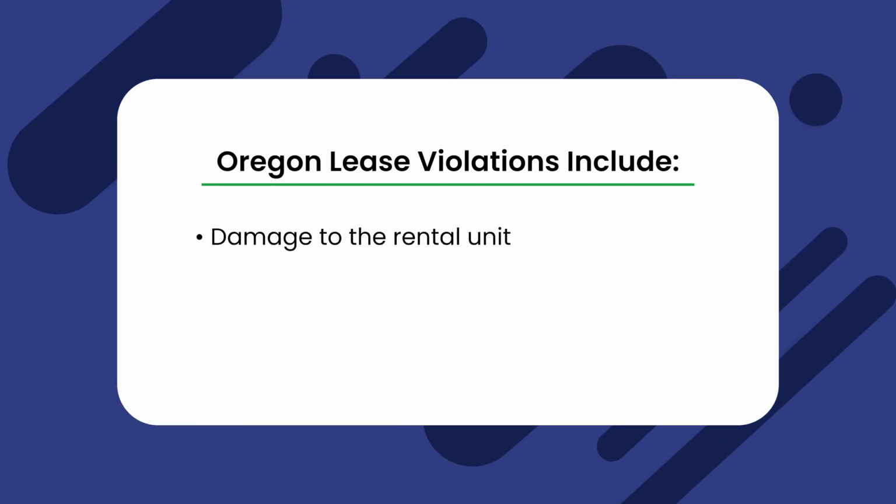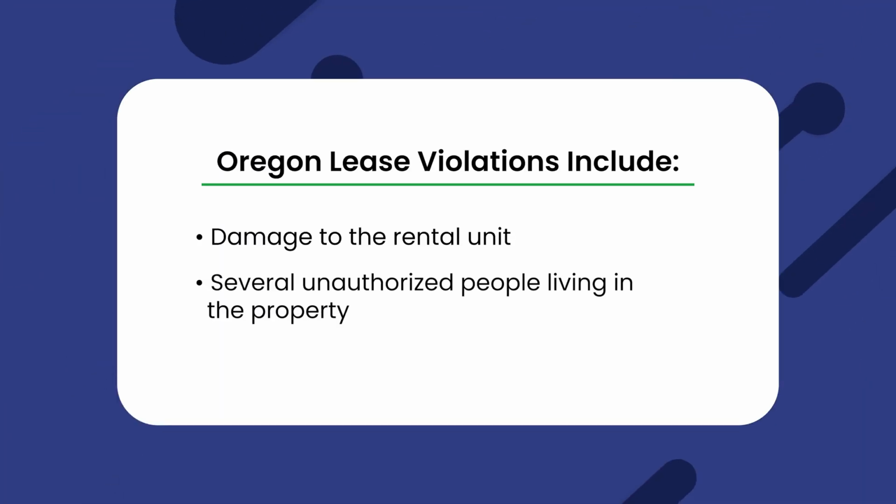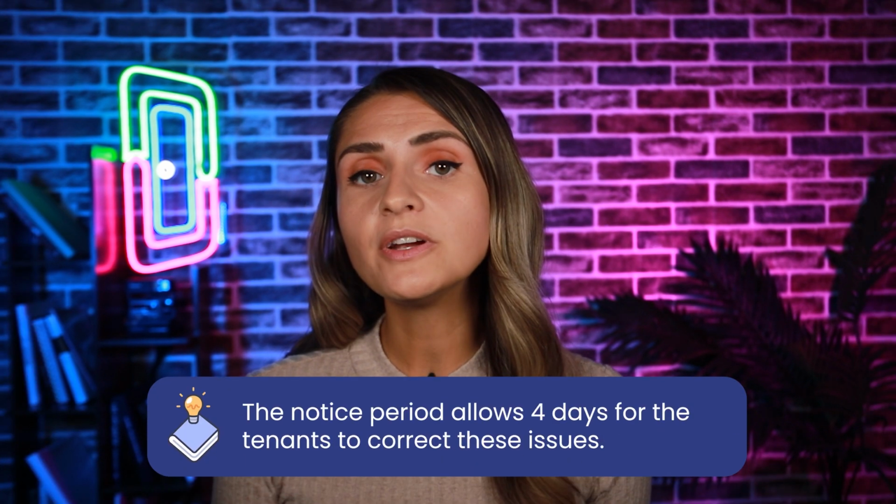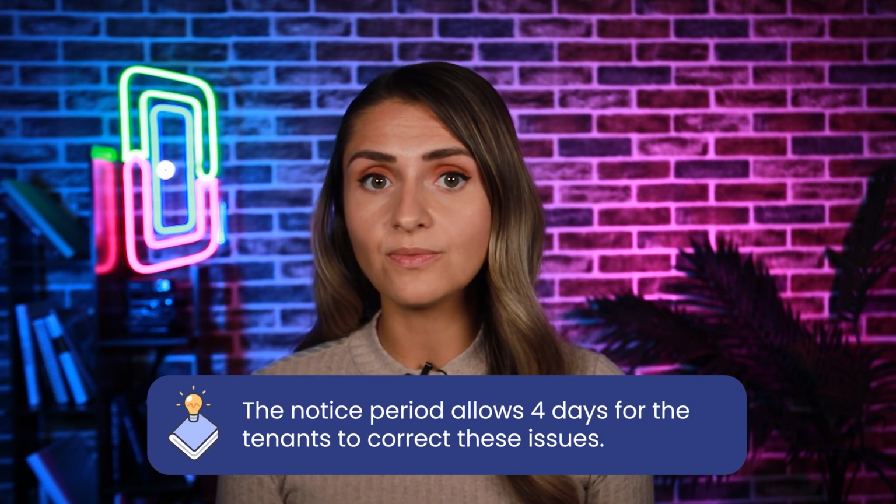Oregon lease violations may include damage to the rental unit, several unauthorized people living in the property, and keeping pets in pet-free properties, etc. For weekly tenants, the landlord must provide a 7-day notice to comply. The notice period allows 4 days for the tenants to correct these issues.